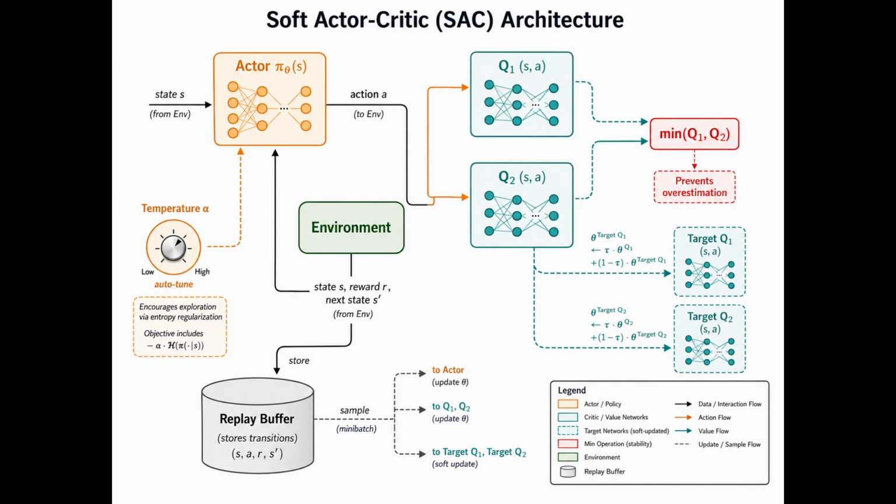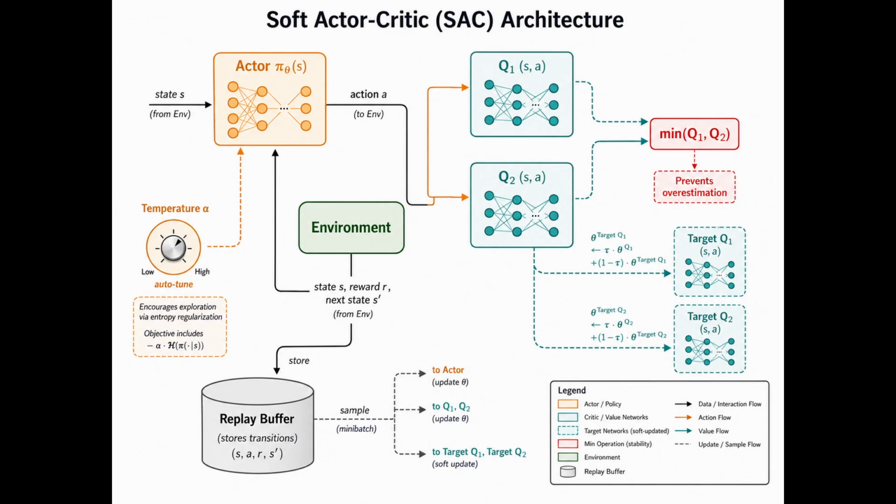Two Q networks, critics. SAC uses double Q learning, two independent critic networks, Q_W1 and Q_W2. During training, we take the minimum of the two Q values to avoid overestimation bias, a known failure mode. Target networks, soft updated copies of both Q networks for stable training. Automatic entropy tuning. The temperature alpha can be automatically tuned so that the policy maintains a target level of entropy. No manual tuning needed.